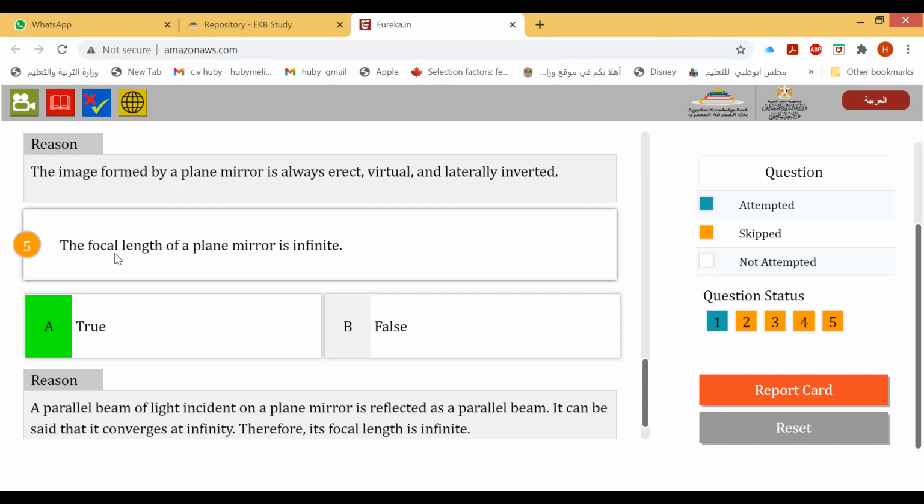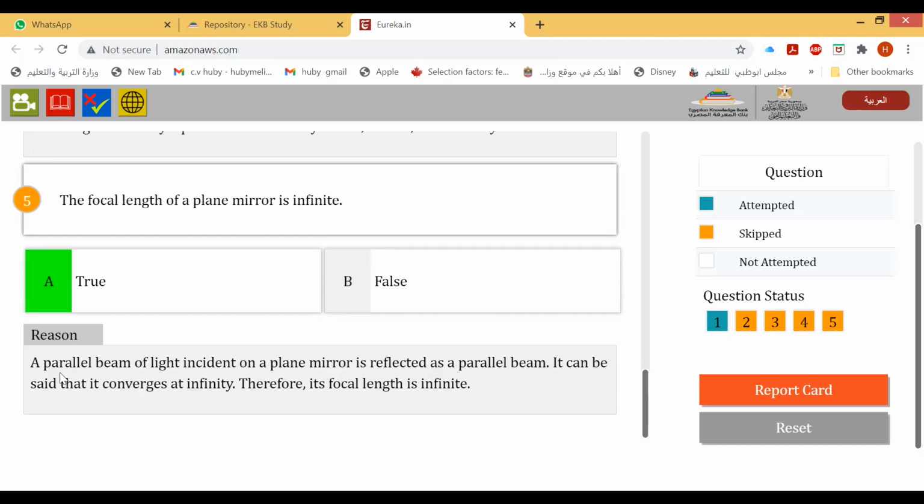The focal length of a plane mirror is infinite. True or false? Yes, true, because a parallel beam of light incident on a plane mirror is reflected as a parallel beam. It can be said that it converged at infinity. Therefore, its focal length is infinite.